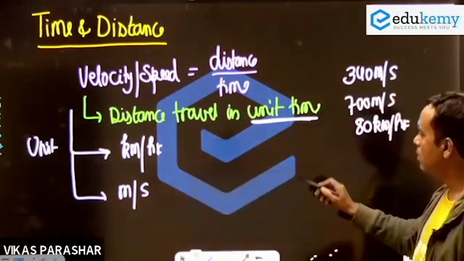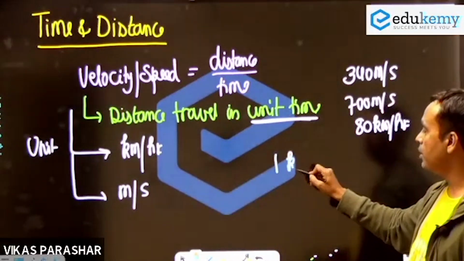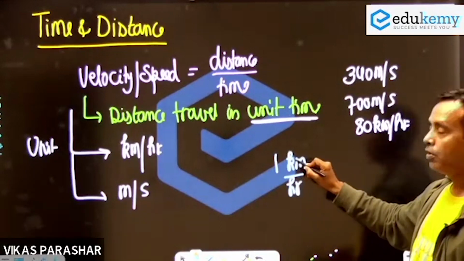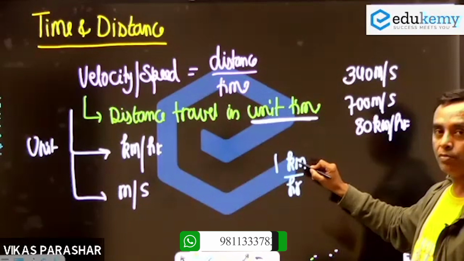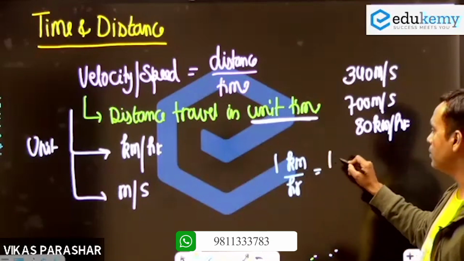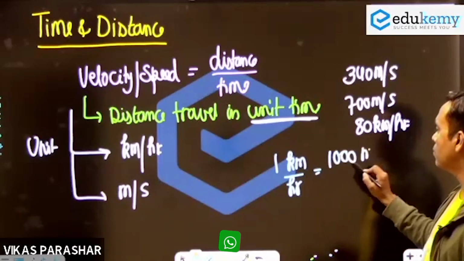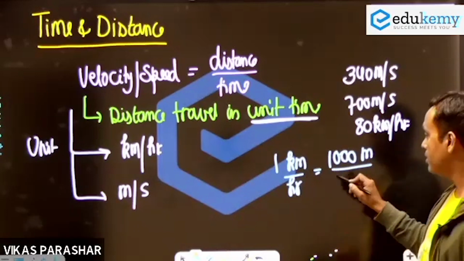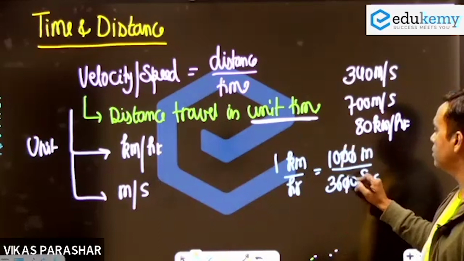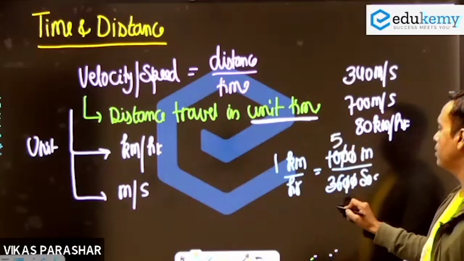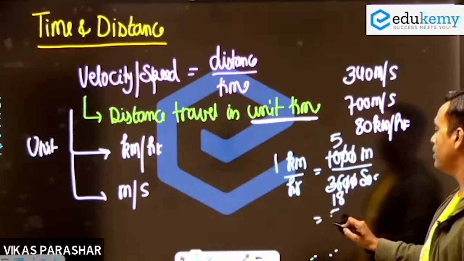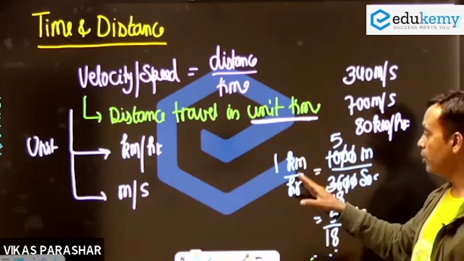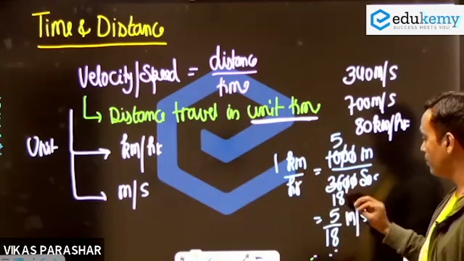If I write 1 kilometer per hour as my unit of velocity, do you know what 1 kilometer is equal to in meters? 1000 meters. And what about 1 hour? 1 hour is equal to how many seconds? 3600. You can cancel, and you will get 5 by 18 meter per second. The value of 1 kilometer per hour is equal to 5 by 18 meter per second.